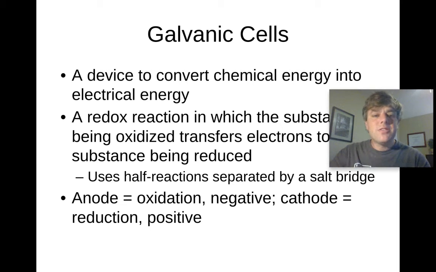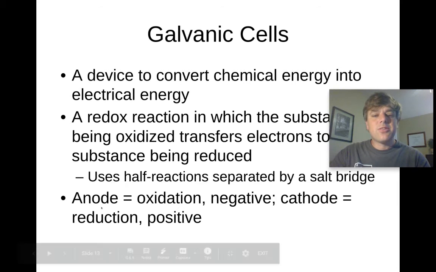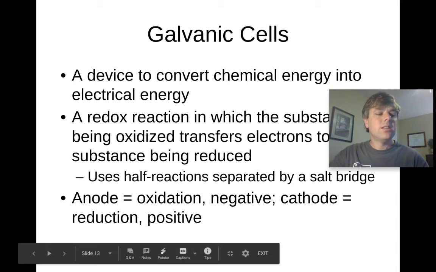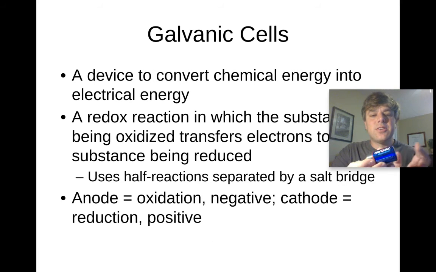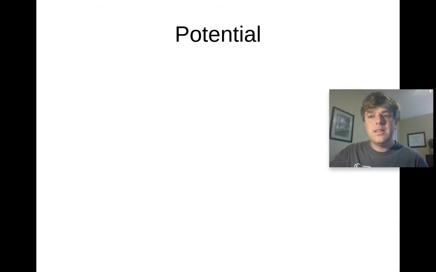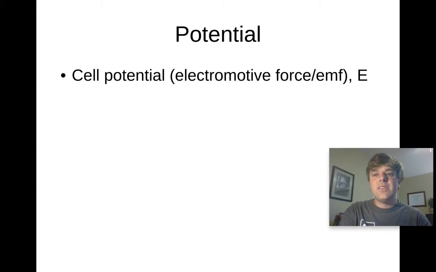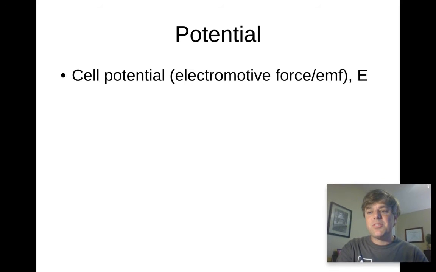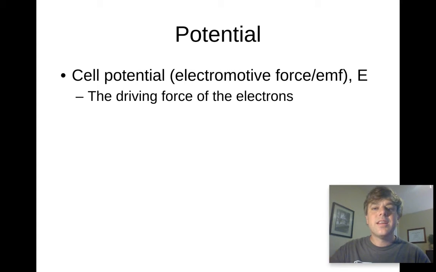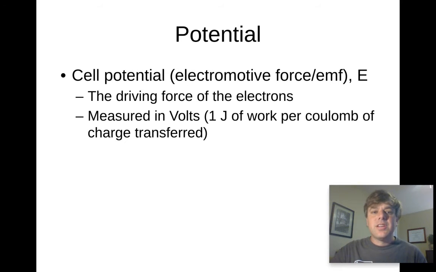And some terminology that's used with these: the anode is where oxidation occurs, and the cathode is where reduction occurs. And on a galvanic cell, the anode is the negative side of the cell, and the cathode is the positive side. Now, cell potential is also known as the electromotive force, or EMF, which is abbreviated with a capital E. That is the driving force, or what actually pushes the electrons along. And it's measured in volts.